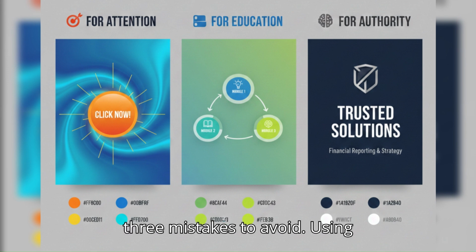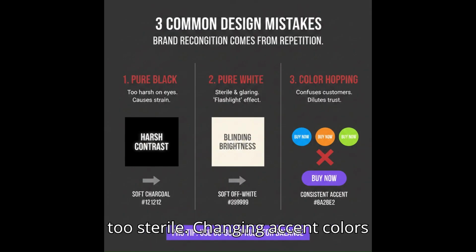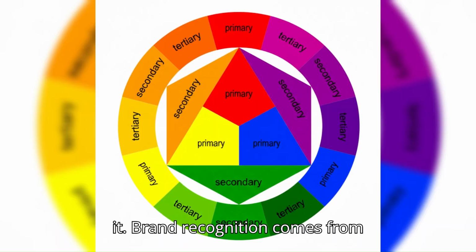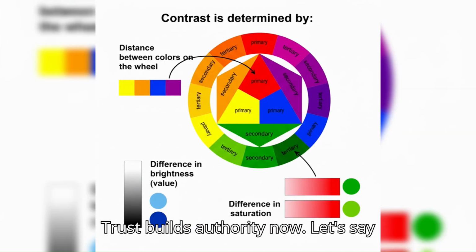The 3 mistakes to avoid. Using pure black, it is too harsh. Using pure white, it's too sterile. Changing accent colors in every campaign, don't do it. Brand recognition comes from repetition. Consistency builds trust, trust builds authority.